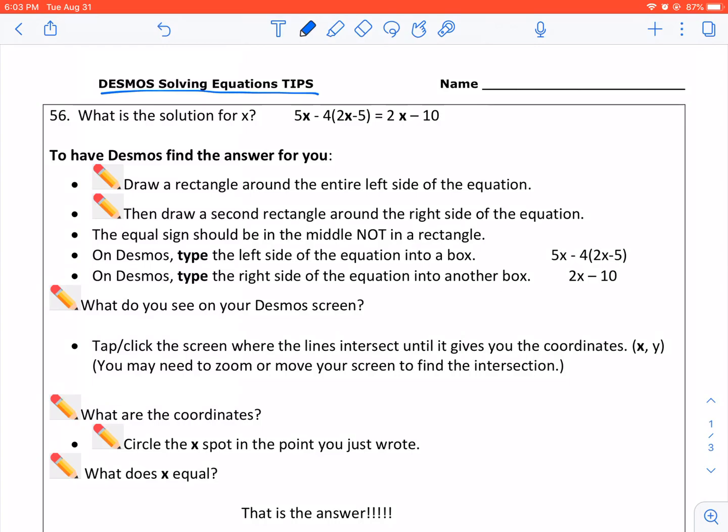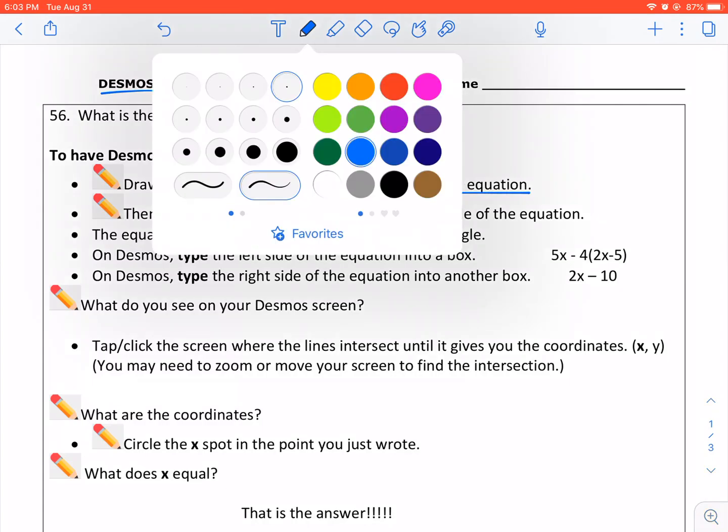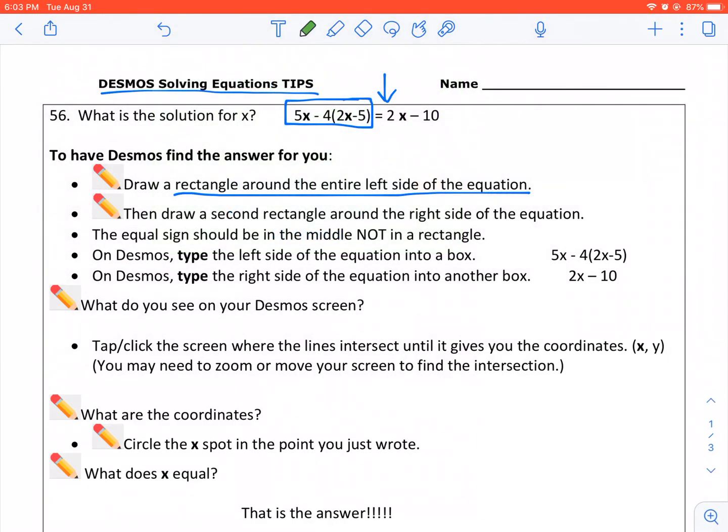Whenever you have one variable and you have an equal sign in the middle, we're going to follow these directions. It says draw a rectangle around the entire left side of the equation. So on your paper you're going to do the same thing that I'm doing. Then draw a second rectangle around the right side of your equation. The equal sign should be in the middle, not in a rectangle, and that's what we have right there.